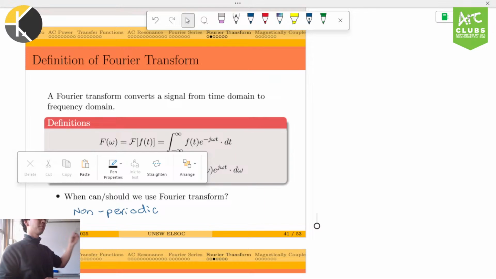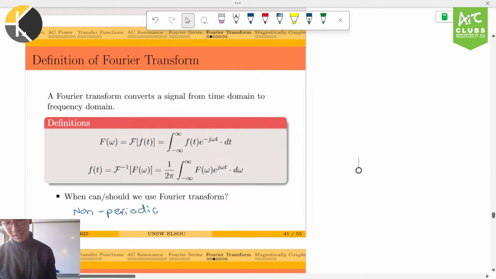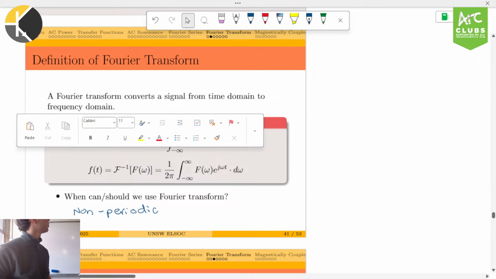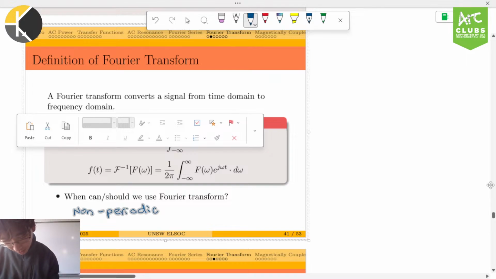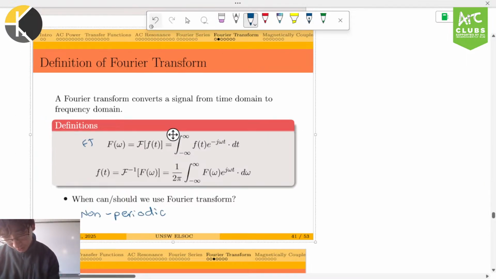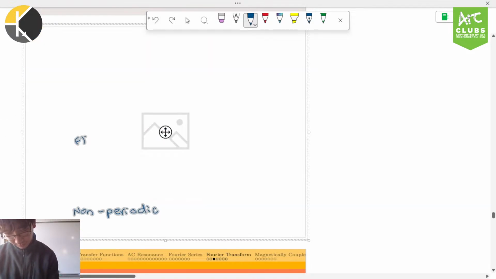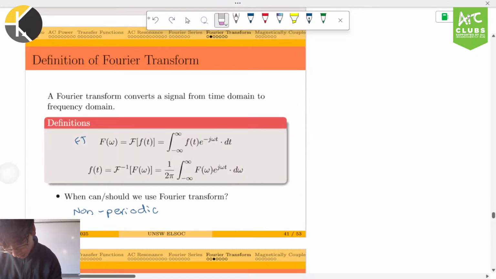So just like the Fourier series, we want to convert the signal into AC components so we can apply phasor domain, but for a non-periodic signal we can't use AC components, so we found a different way to do that. And the way of doing that is through these definitions. So this first one is your definition of your Fourier transform, and your second one is your inverse Fourier transform.